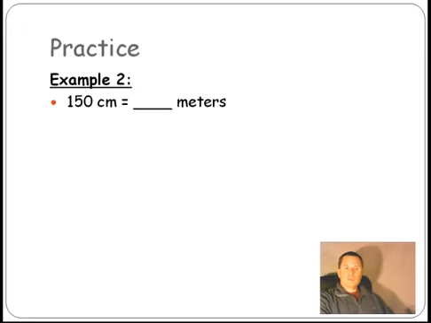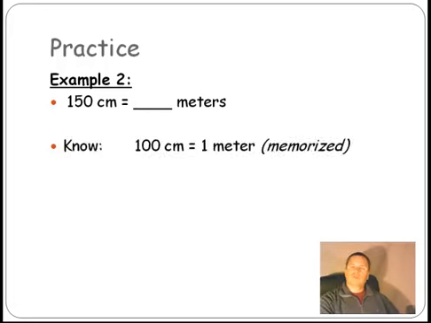Okay, example 2. Convert 150 centimeters into meters. The only tricky part about this one is, remember, for metric, you have to know the prefixes. It's not going to be on a cheat sheet, so you have to remember what the conversion is. So what do we know? Well, I know that there's 100 centimeters in 1 meter. So I'm going to use that to set my conversion factor up.